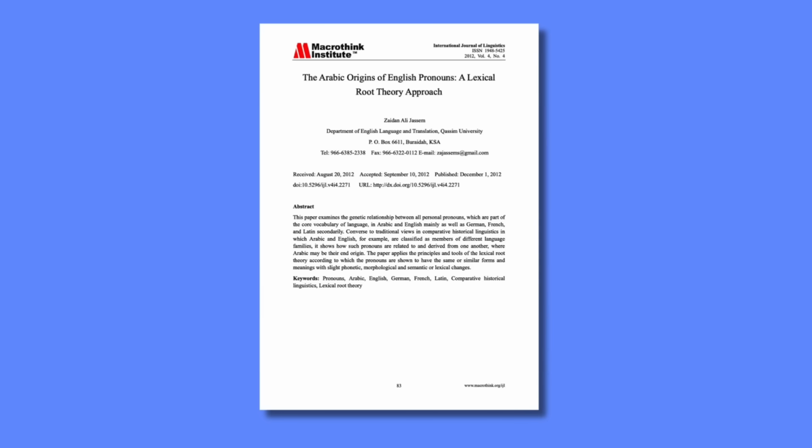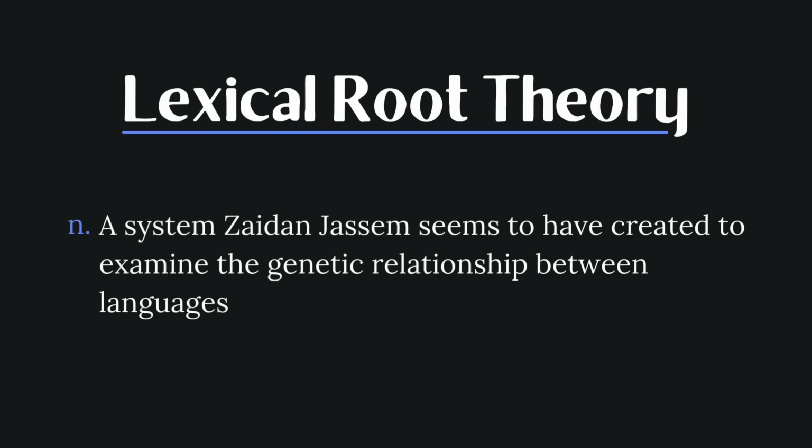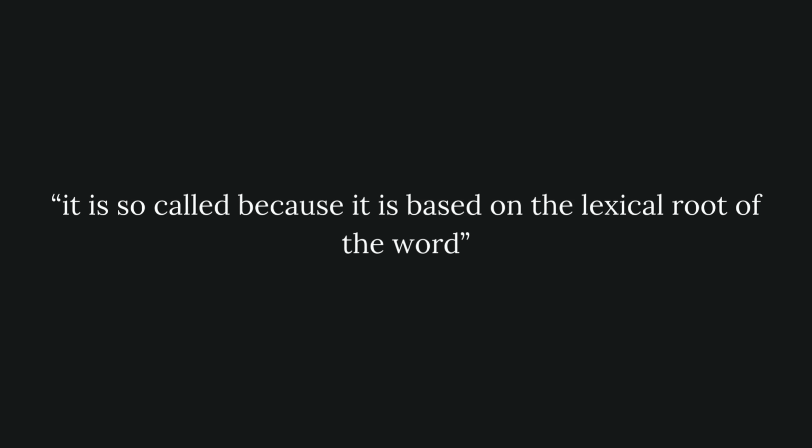Jassem's argument is simple. He uses lexical root theory to claim that all personal pronouns in English, and by extension German, French, and Latin, ultimately come from Arabic, and that we've misclassified those languages as being part of different language families. Lexical root theory is a system Jassem created to examine the genetic relationship between languages. In his own words, it is so called because it is based on the lexical root of the word.